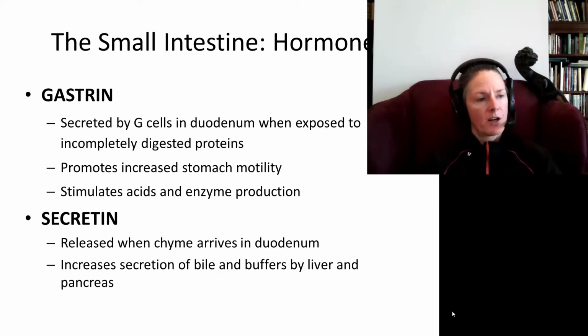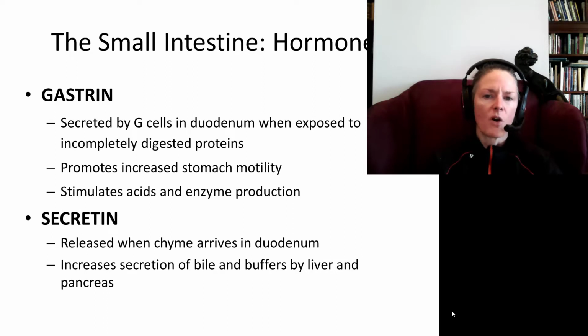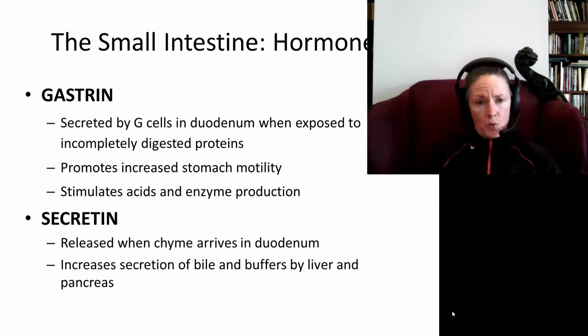Gastrin is sometimes secreted by the duodenum as well as the stomach. So we still have G cells in the duodenum, and they will start to produce gastrin if the chyme coming into the duodenum has incompletely digested proteins or large proteins that haven't really been broken down that well. The reason is it means that the stomach hasn't really spent enough time on them yet. So we want to encourage the stomach to do more protein digestion before it dumps those contents into the duodenum.